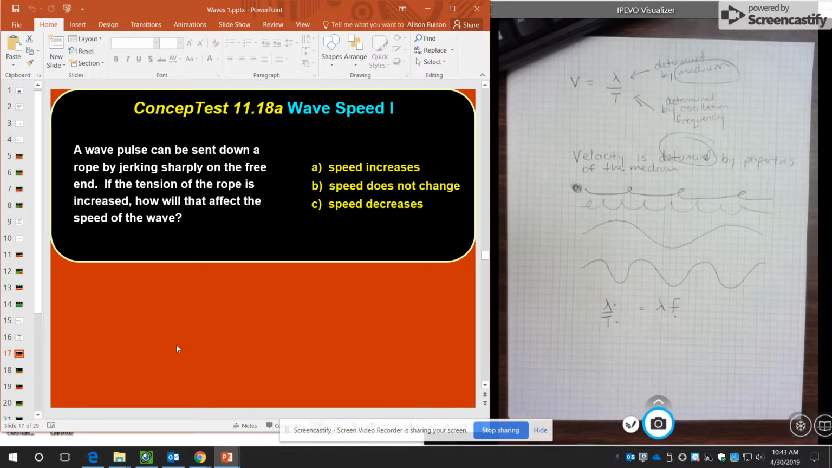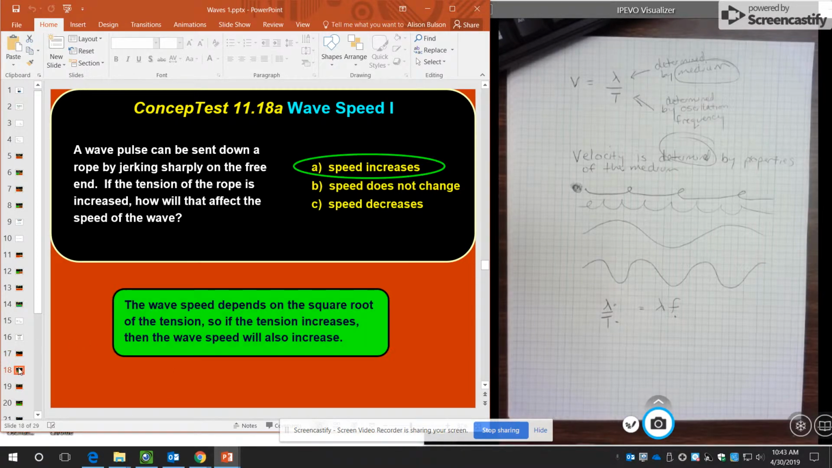All right, so a wave pulse can be sent down a rope by jerking sharply on the free end. If the tension in the rope is increased, how will that affect the speed of the wave? I hope you answered that the speed of the wave increases. Increasing the tension, according to our wave speed equation and our thought process about the workings there, should show you that the speed increases.